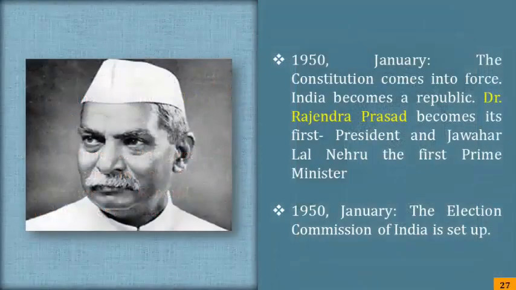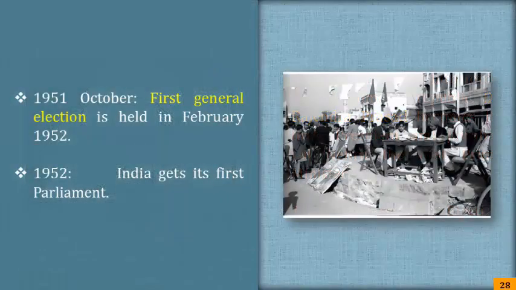1950 January. The Constitution comes into force. India becomes a republic. Dr. Rajendra Prasad becomes the first President and Jawaharlal Nehru the first Prime Minister. 1950 January. The Election Commission of India is set up. 1951 October. First general election is held in February 1952. 1952. India gets its first parliament.